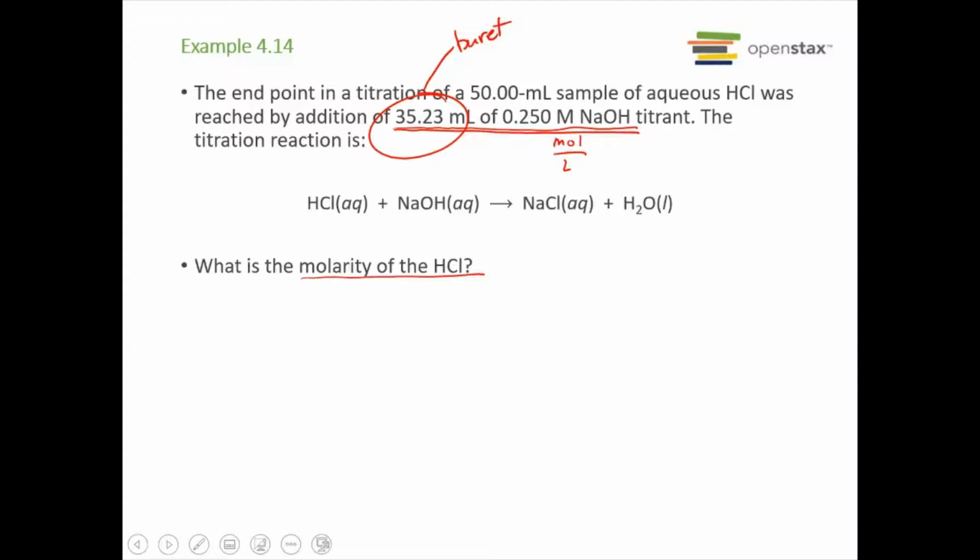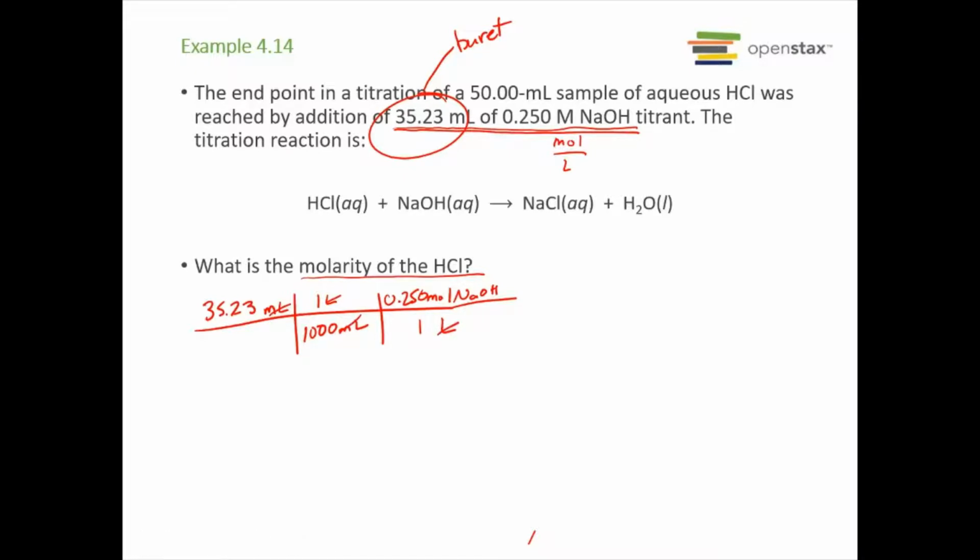Remember the titrant, we know its concentration. And then we know the volume, so we know how many moles we used. So we have 35.23 milliliters, 1 liter per 1,000 milliliters, and 0.250 moles of sodium hydroxide per 1 liter. Look at that. Now we would have moles of sodium hydroxide.